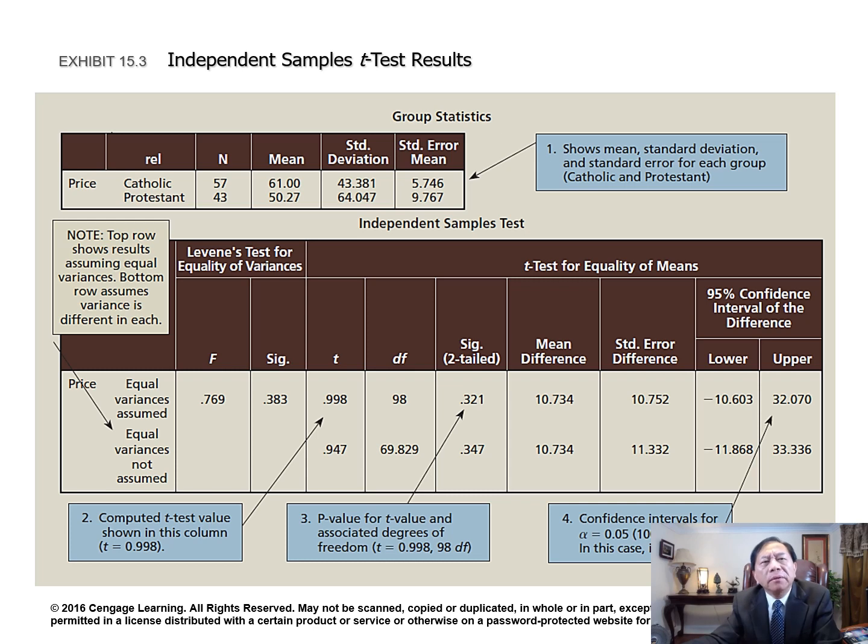Right? The mean difference is here, the standard error is here. The computed t-test value is shown in this column here. The p-value for t and the associated degrees of freedom is 0.321, and it's much larger than 0.05. Therefore, the conclusion is that there is no difference between what the Catholics paid versus what Protestant consumers paid.